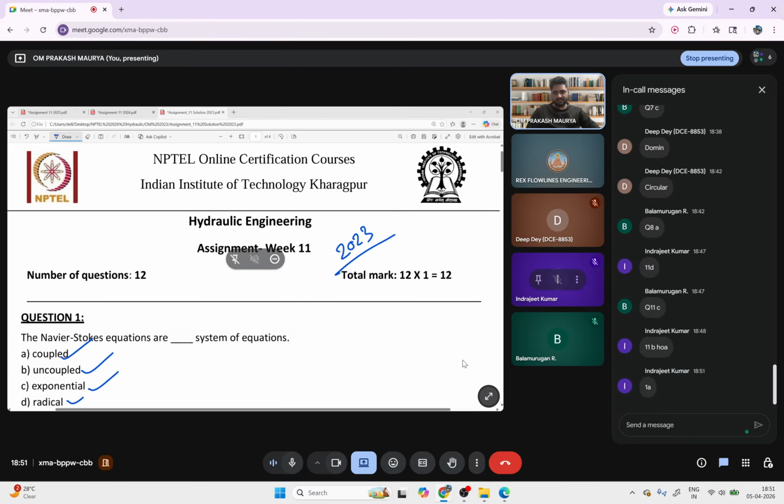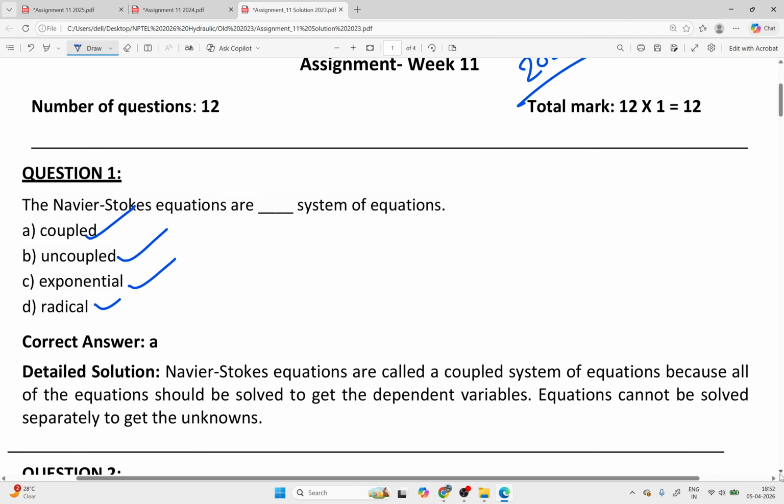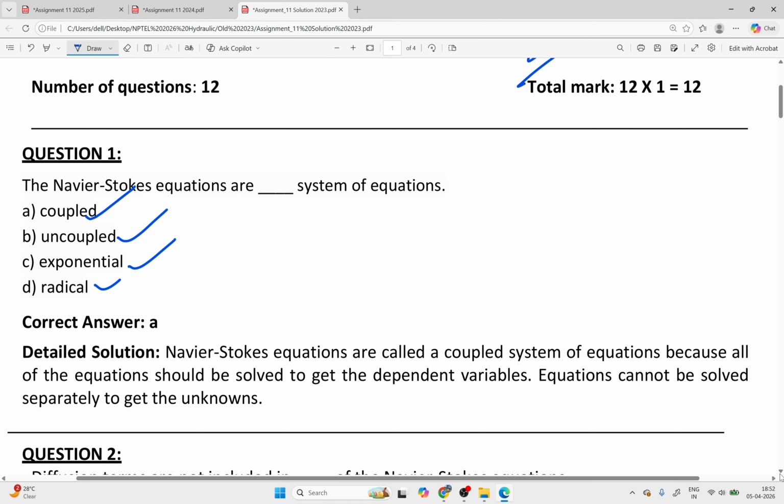You are telling option 1, yes, definitely 1 is correct. So you have remembered. Navier-Stokes equations are called a coupled system of equations because all of the equations should be solved together to get the dependent variables. The equations cannot be solved separately to get the unknowns.